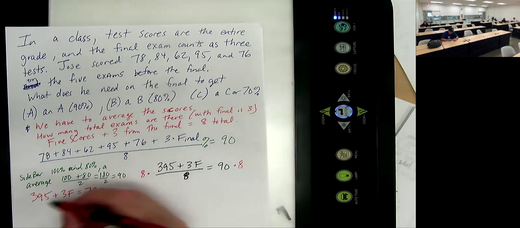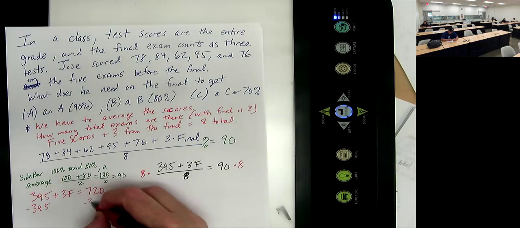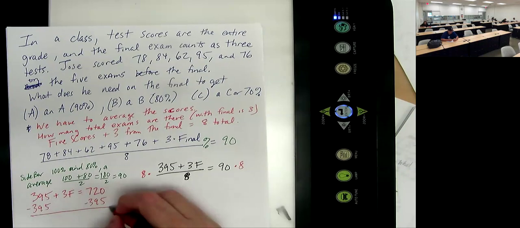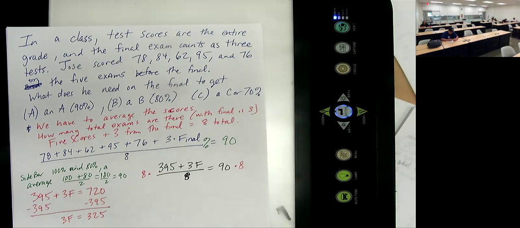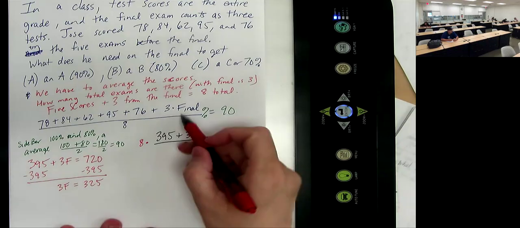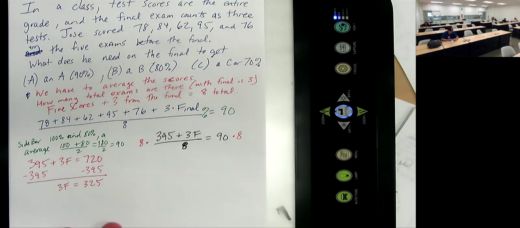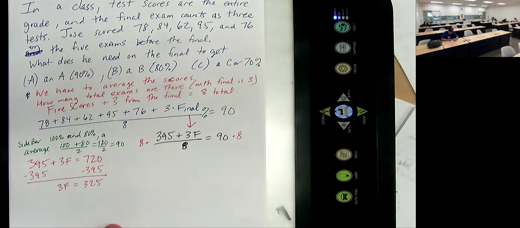Then to solve for this, we subtract 395 from both sides. If you do that, you're going to get 3F equals 325. Lost? Alright, sorry. It's okay. Where did the 3F come from? That's my 3 times final. I wanted to conserve room right there.